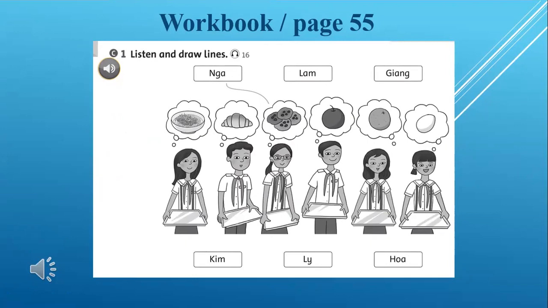1. My friends and I are going for lunch together. Oh, that's nice. What are you going to have? We all want different things. Nya is having cookies. Oh, yes. I can see Nya. She has cookies on her tray.